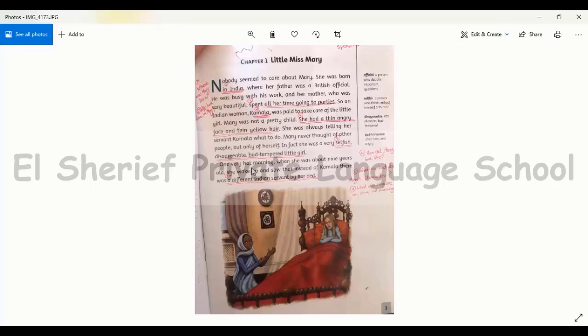One very hot morning, when she was about 9 years old, she woke up and saw that instead of Kamala, there was a different Indian servant by her bed.